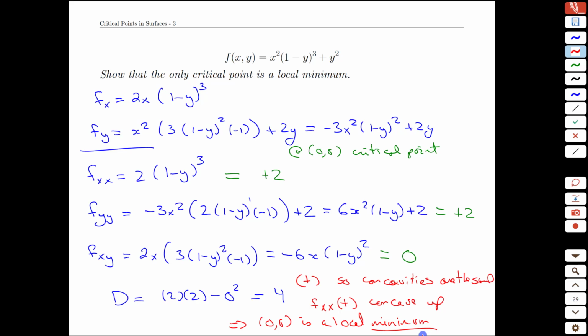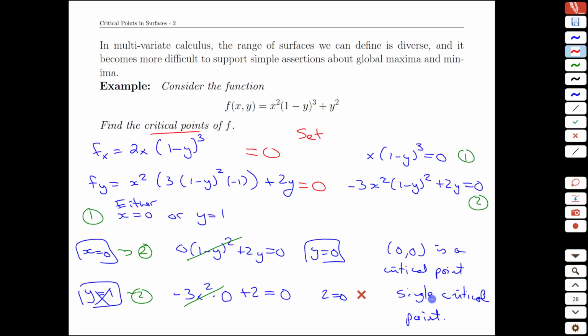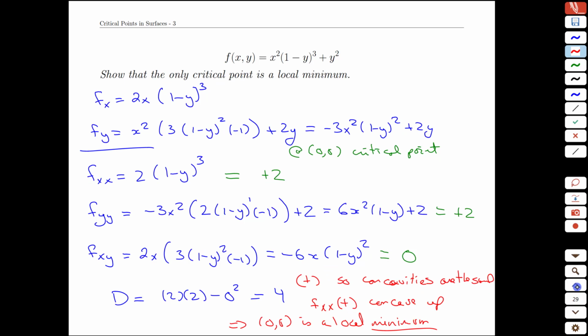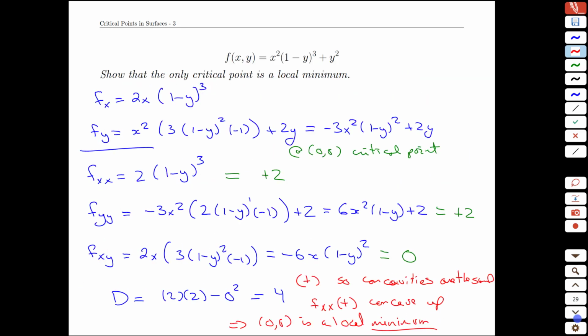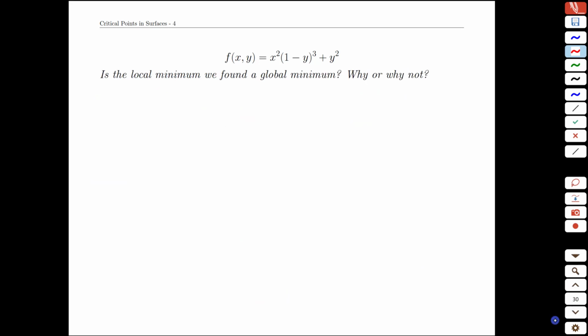All right, so what we found so far is that there is a single critical point and it is a local minimum. And at this point, if we were in single variable world, if we had a graph just of x against y and we'd found a single minimum, we would be able to also conclude that this is also a global minimum. We're going to see it's not quite that straightforward in this case here. If we take a look at our function, we see this interesting term, 1 minus y all cubed. And so if we let, say, x equal 1, then f with y's left over in it is just 1 minus y cubed plus y squared.